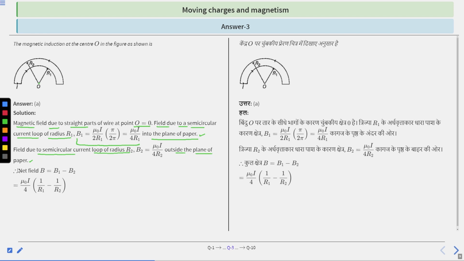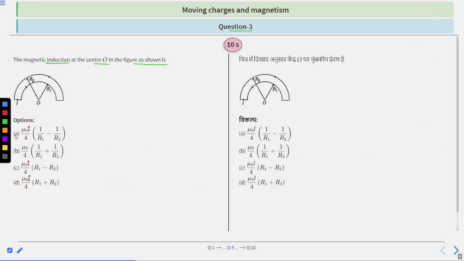Clear? So we have to calculate the net field. B is equal to B1 minus B2. This is the net field at the center O. So mu naught I divided by 4, 1 upon R1 minus 1 upon R2. This is the net magnetic induction at the center O for this semicircular loop having radii R1 and R2. Clear? So the correct option is A. Mu naught I divided by 4, 1 upon R1 minus 1 upon R2 is correct.